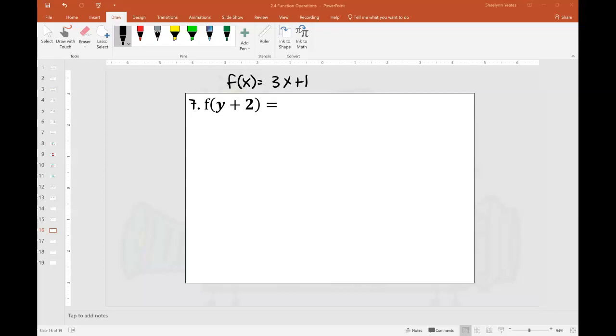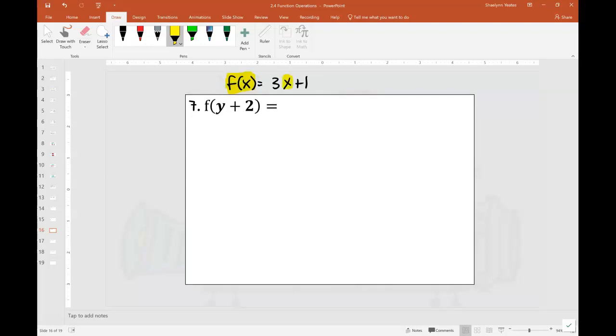All right, let's take a look at the following. So we've got f of x equals 3x plus 1, and we're plugging in y plus 2. This just means that I'm going to take my f of x function, and everywhere I see an x, I'm going to plug in y plus 2. So this is going to be 3 parentheses, and then in the parentheses, I'm going to put the y plus 2.